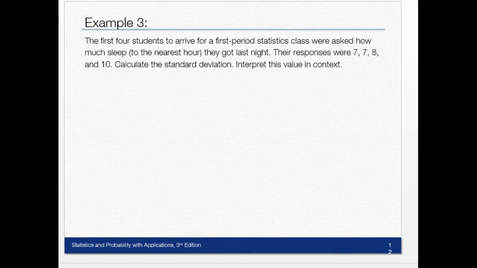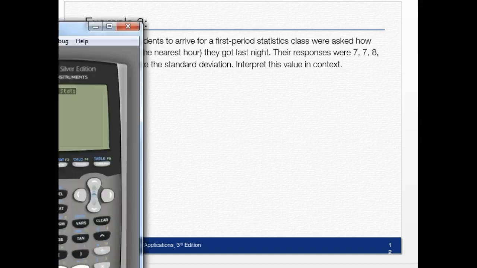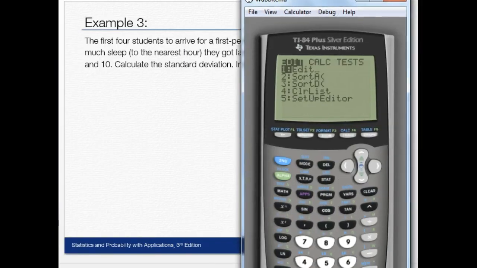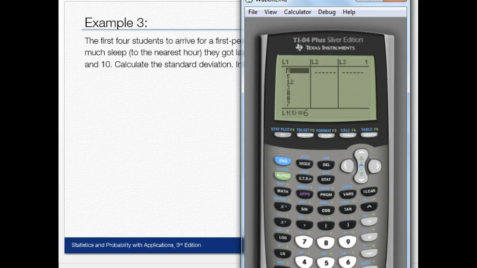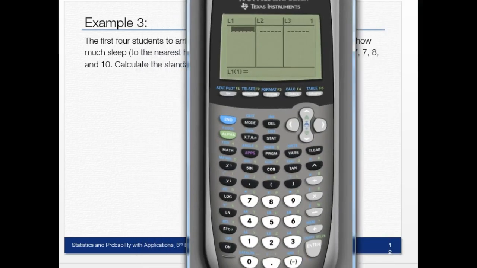All right, so let's look at number 3. The first 4 students who arrived for a first period stats class were asked how much sleep, to the nearest hour, they got last night. Their responses were 7, 7, 8, and 10. Calculate the standard deviation and interpret this value in context. To calculate this, go back to your calculator, hit Stat, Edit. Now I have all this data in there. The way to clear it out is to go up to L1 and hit Clear. Don't hit Delete, but hit Clear. Now it's gone. So now I'm going to enter that data, 7, 7, 8, 10. There it is. And then I'm going to let the calculator figure it out for me.